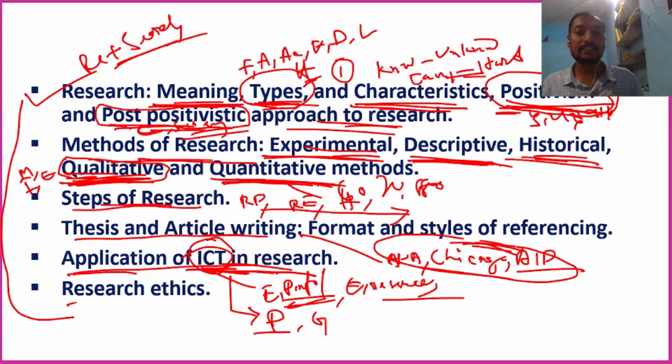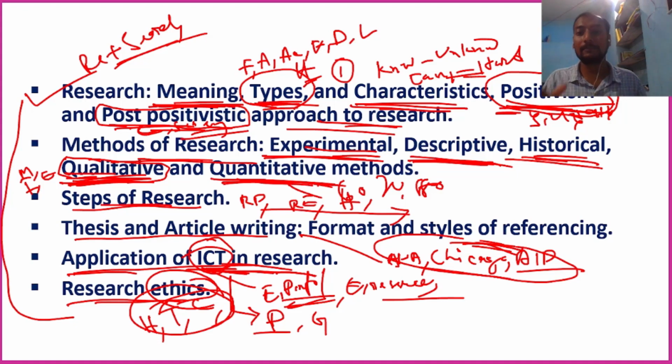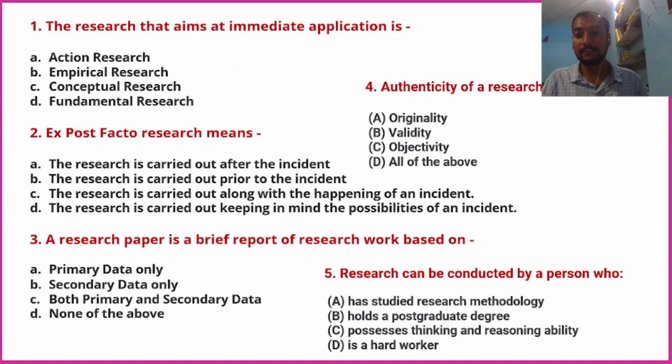Then the research and ethics. Ethics means the naitikata, what things we should follow, like honesty must be there, truthfulness must be there, it should be concise. So these things we need to follow during a research. So this is the brief syllabus given by NTA, UGC NET. So we should understand the syllabus thoroughly. Then what kind of question can be asked, we will be looking. So let's see questions.